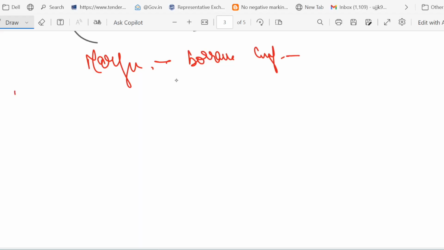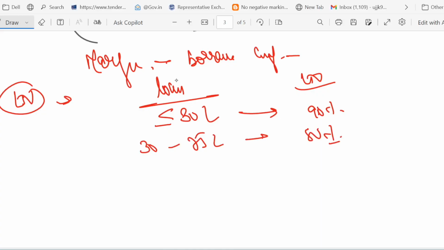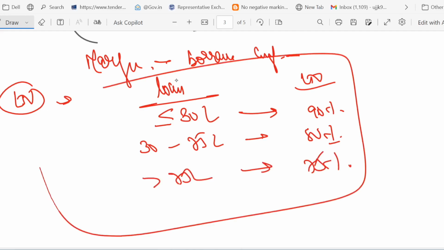Now you must know the RBI LTV rule. What is the RBI LTV rule? It says that if the loan amount is less than or equal to 30 lakh, in that case LTV will be 90%. If it lies between 30 to 75 lakh, then maximum LTV will be 80%. If it is above 75 lakh, then maximum LTV will be 75%. Just remember this LTV rule, super important. Maximum chance of repeating in the upcoming examination.